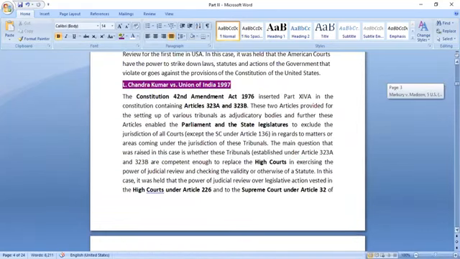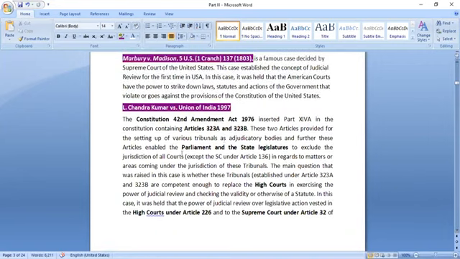Similarly, it goes for this case also, L. Chandra Kumar. You don't need to remember that it was the 42nd constitutional amendment which was declared invalid. It was not like Article 323A, 323B. All those things are not that important. Even if you can remember the case name and what was held in this particular case, most of the times you would be able to answer the question.